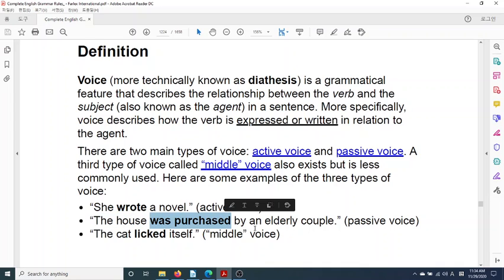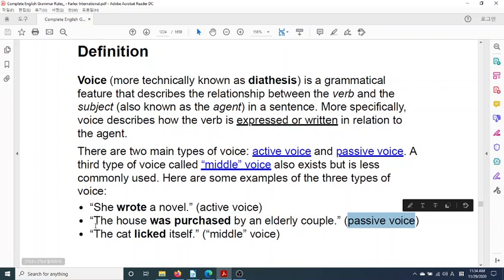The house was purchased by an elderly couple. Okay, well, here the house is the subject, but it also is the object. It's the thing that was bought. And it was bought by a different noun here, right? It was purchased by an elderly couple. So this is passive voice, right?